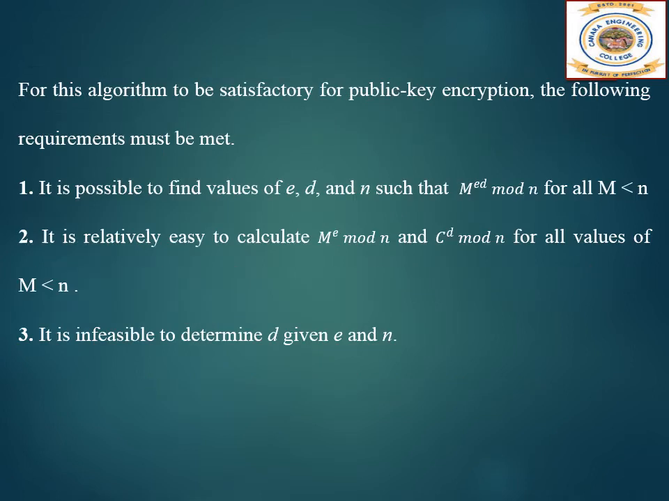For the RSA algorithm to be satisfactory for public key encryption, the following requirements must be met. First, it is possible to find values of E, D and N such that M to the power ED mod N equals M for all M less than N. Second, it is relatively easy to calculate M to the power E mod N and C to the power D mod N for all values of M less than N. Third, it is infeasible to determine D given E and N.